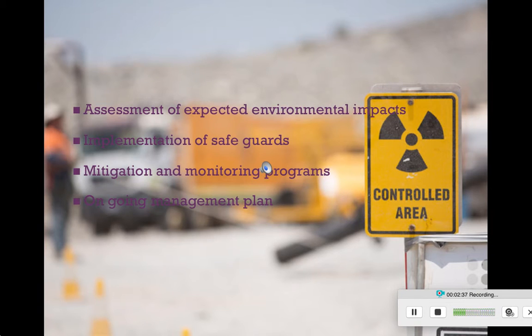An EIS must provide an assessment of the expected environmental impacts which occur if the proposed activity proceeds. It must also include the implementation of safeguards to avoid adverse effects as well as to protect the environment, and an assessment of probable effectiveness of these precautions. However, impacts may not be known at the EIS stage. Therefore, it must also include mitigation and monitoring programs outlining how these potential impacts can be avoided, addressed, and managed. It must also include an ongoing management plan over the cycle of the project's life.